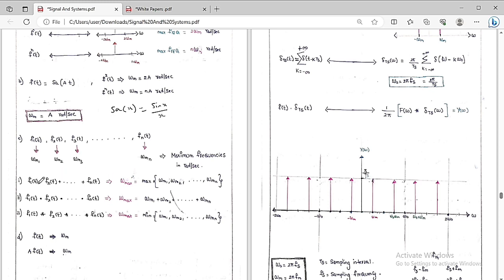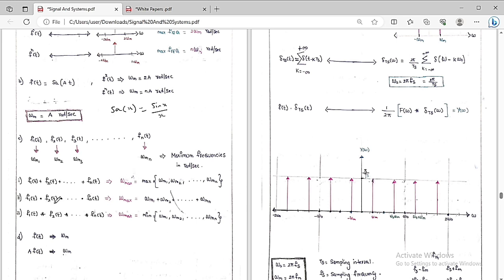Because if you take the Fourier transform of all the signals, it will become f1 of omega plus f2 of omega plus up to fn of omega. Out of this, whichever has the maximum frequency, only up to that range is going to get covered. So you are going to get just the addition of all the graphs. If you do the addition of all the graphs, then for the overall signal, the maximum frequency is the maximum out of all these. Whichever has the maximum frequency will become the maximum frequency for the overall signal.